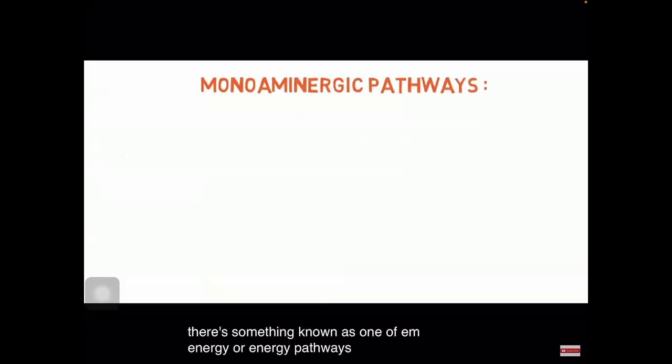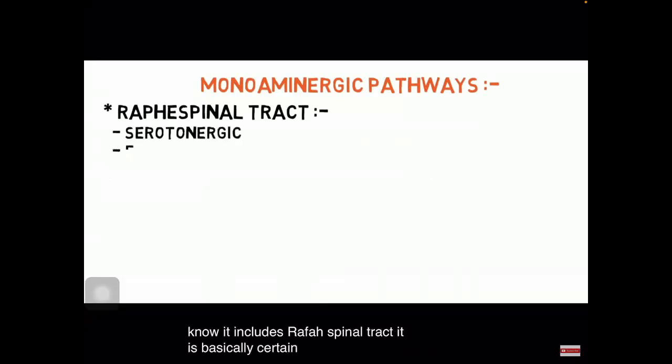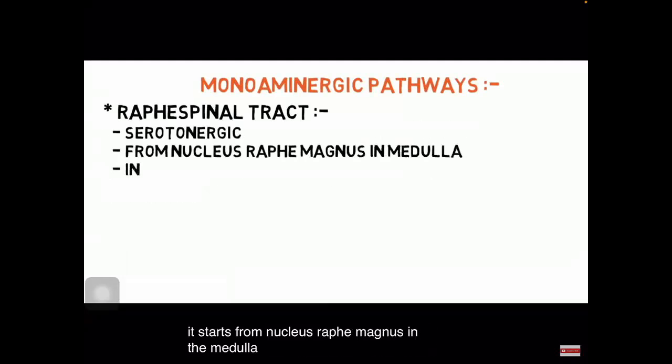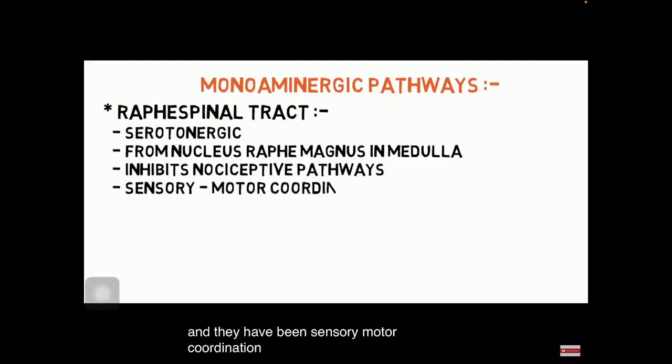There are also something known as monoaminergic pathways, which is good to know. It includes the raphespinal tract. It is basically serotonergic. It starts from the nucleus raphe magnus in the medulla. They inhibit the nociceptive pathways and help in sensory motor coordination. So basically in this tract, the neurotransmitter present is serotonin.